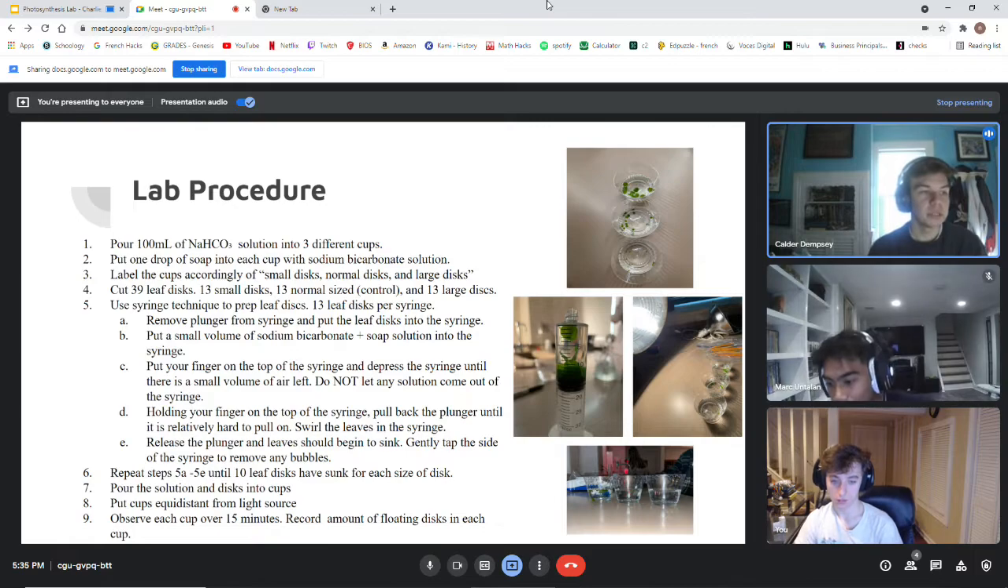All right, so our lab procedure. Our lab procedure consists of 9 different steps. I'm going to be skipping 5A through E because it's kind of irrelevant, but I will explain what's happening with that.